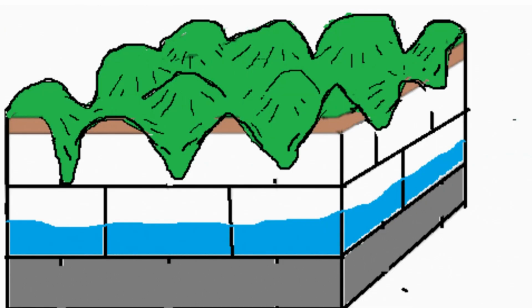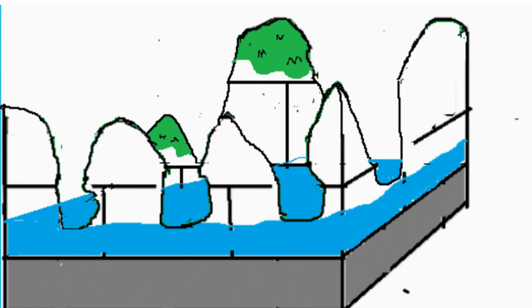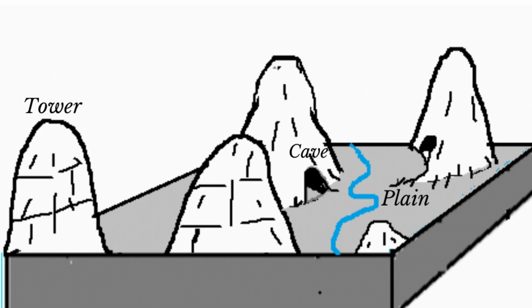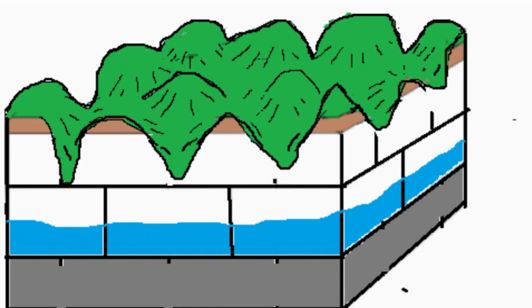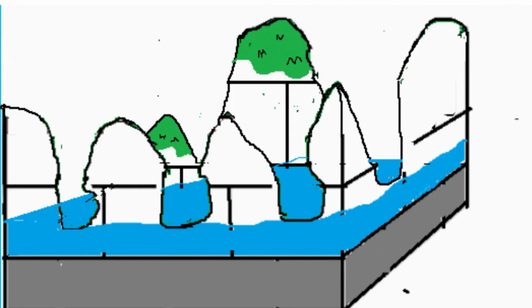If the landscape is rugged enough, it is known as tower karst. Examples can be found in western Puerto Rico as well as western Cuba.